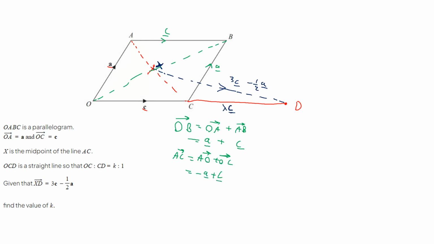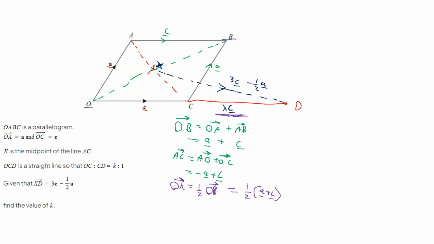This is the part where it gets tricky. We need to find a way of using this lambda C, but we also need a way of finding a vector which actually has a scalar that we do know. I'll give you an example. OX is just the same as a half OB, right? Because if X is a midpoint of AC, it has to be a midpoint of OB because it's a parallelogram, right? So that's just equal to a half times A plus C, okay?